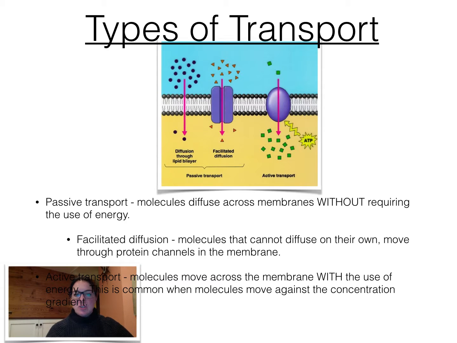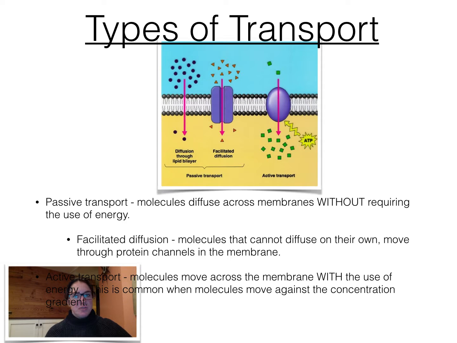So we're going to look at two different types of transport of molecules across the cell membrane. One would be passive transport and one would be active transport. Passive transport is when the molecules can just diffuse across the membrane without using any energy. An example of that would be just diffusion of molecules right through the lipid bilayer. You can see that in the graphic I put on the slide. And then there's also the idea of facilitated diffusion, where the molecules can't just diffuse on their own. They need that open protein channel in order to get through the membrane.